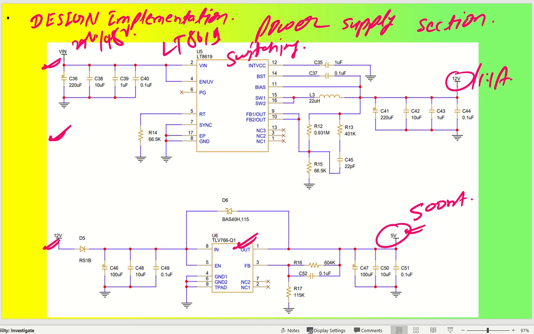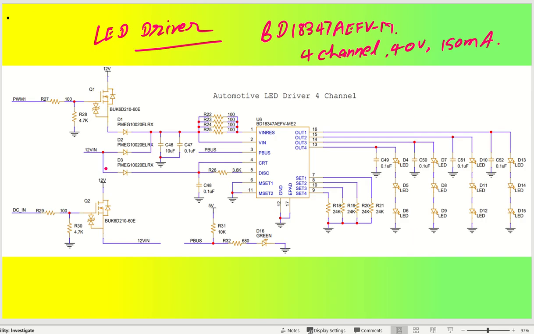Coming back to the LED driver section. In the LED driver section, the current setting resistor is set to 24 kilo ohm, which means I out is set to 75 milliamperes. The maximum is 150, so I have set the current to 75 milliamperes. Coming to the LEDs, in the same way I made the LED connections D4, D5, D6 using the LEDs that I showed in the previous section.